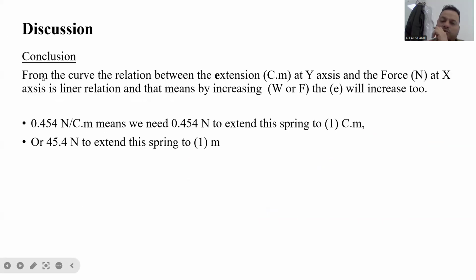Let's talk about the conclusion: the relation between extension and the weight or force is a direct linear relation. Most of the points are here. I need less than half a newton to make a displacement of 1 centimeter, or 45 something newtons to extend the spring to 1 meter. That's it.